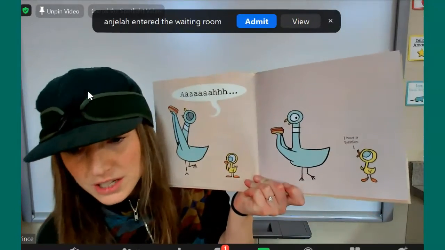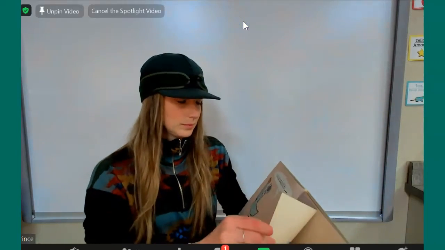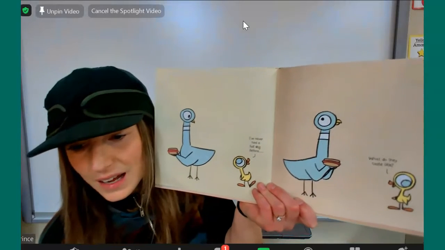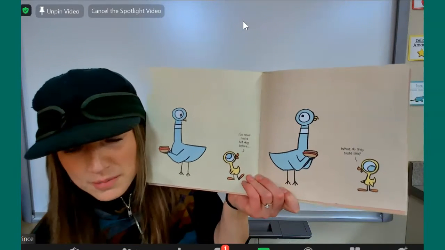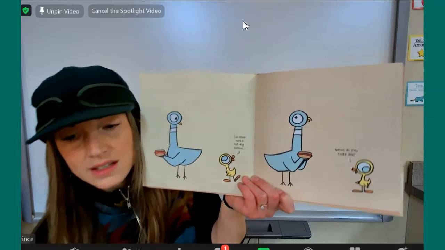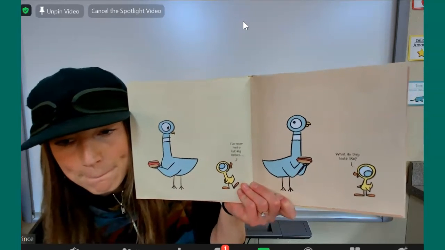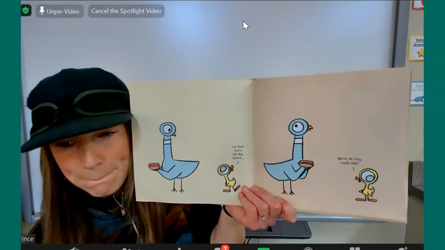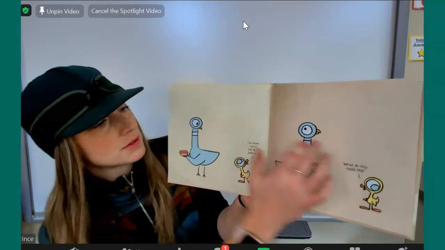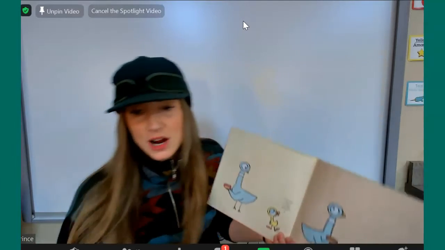I have a question. I've never had a hot dog before. What do they taste like? So Cadence, is the pigeon talking at all on these pages? Nope, there's no speech bubbles or little lines for the pigeon, so only the duckling's talking. Nice job.